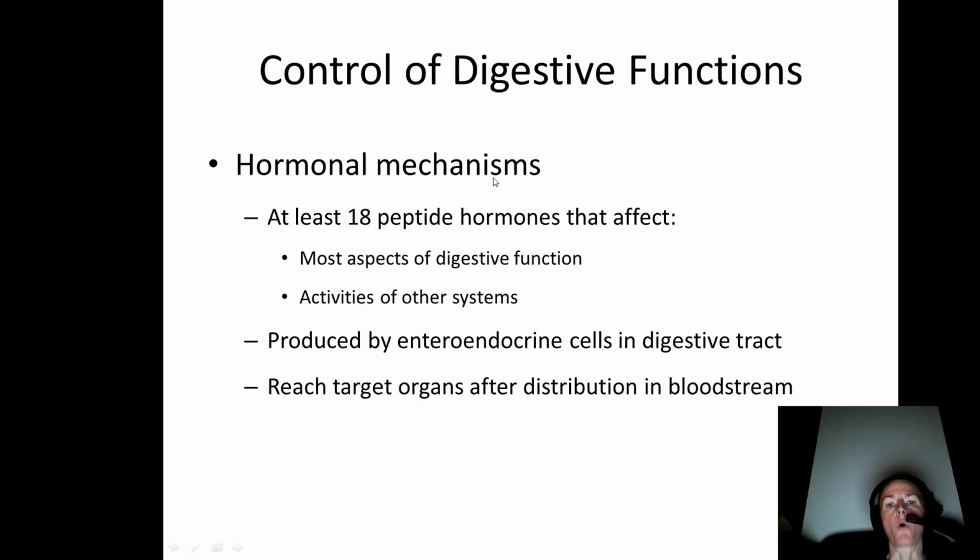All right, the hormonal mechanisms, these are sort of longer signaling molecules. We've got at least 18 peptide hormones that we know of that are going to be released by organs in the digestive system that will affect other organs within the digestive system. And these will be released into the bloodstream, and they will find their target organs, and they will signal them to do things like increase or decrease their motility, or increase their secretion of digestive enzymes or acids, or these kinds of things. These are going to be produced by our enteroendocrine cells within the digestive tract.